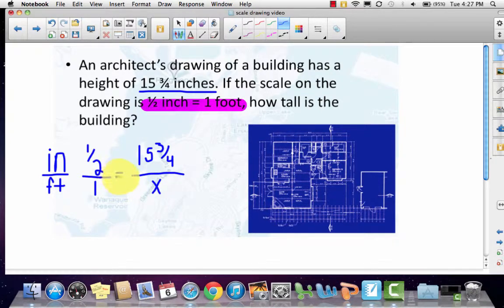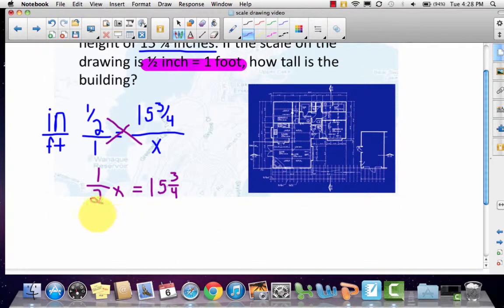At this point, we're going to cross multiply to solve our proportion. If I cross multiply this way, 1/2 times x is 1/2 x. When I cross multiply the other way, 1 times 15 3/4, the product is 15 3/4. And what we have here is a one-step algebraic equation. So in order to solve for x, or isolate x, I need to get rid of the 1/2. Since it's currently being multiplied by x, I'm going to divide it. So I'll divide by 1/2 here. This cancels and leaves me with x.